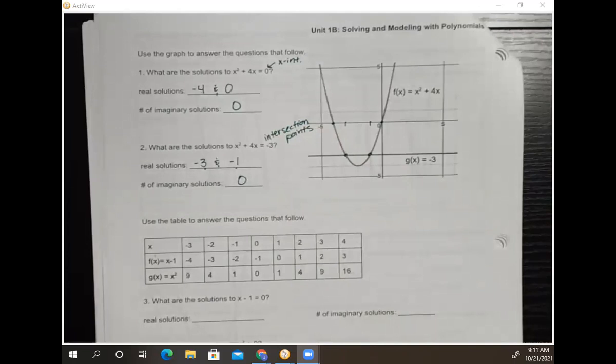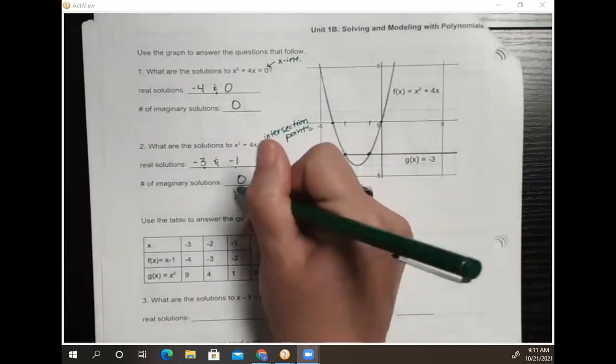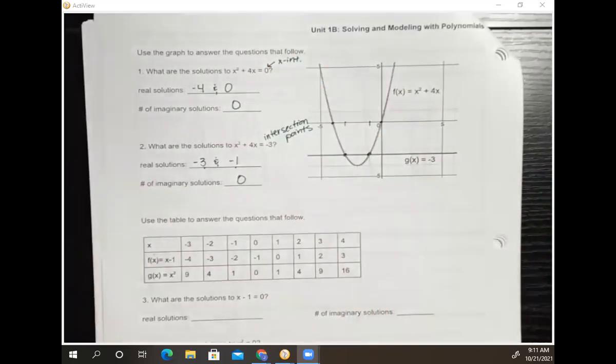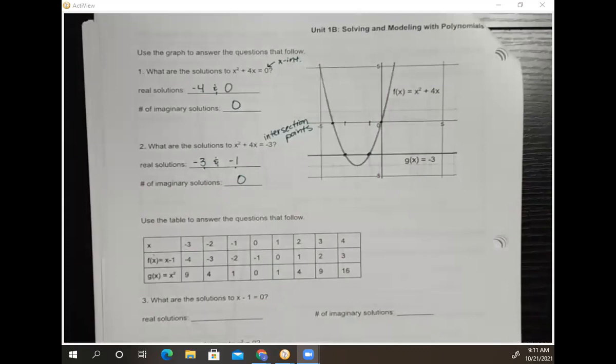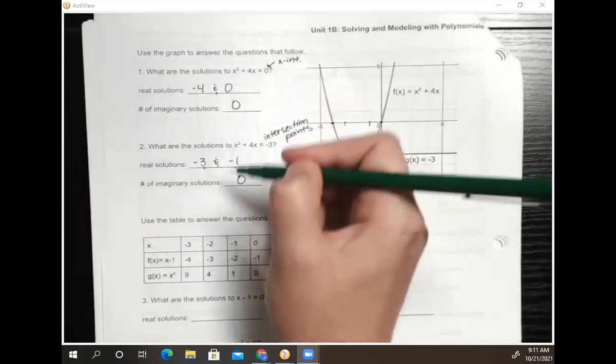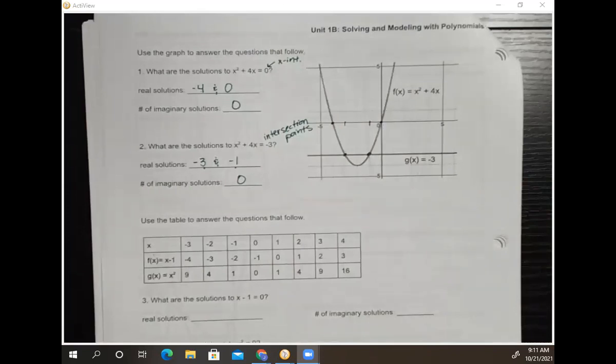Anytime that you do have imaginary solutions, remember it's always going to be an even number. So it'll be 0 or 2 or 4 or 6 or 18. Anytime I'm filling in how many imaginary solutions I have, if you're ever writing an odd number, something's wrong. Go back and double check. You should never be telling me an odd number of imaginary solutions.